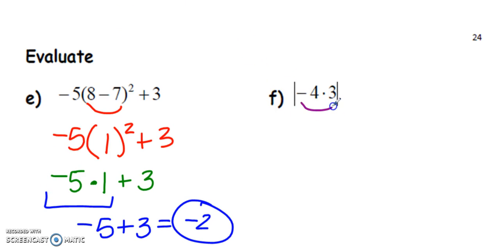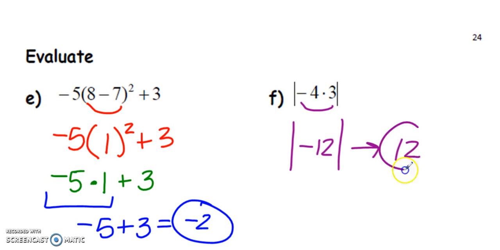On this one, we're going to simplify on the inside first. Absolute value bars stay. -4 times 3 is -12. Then it changes to +12.